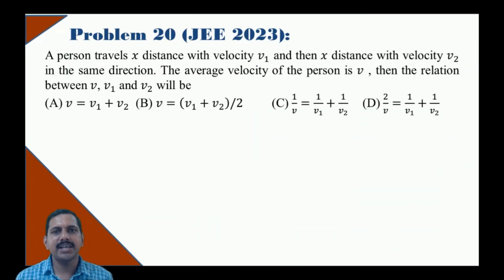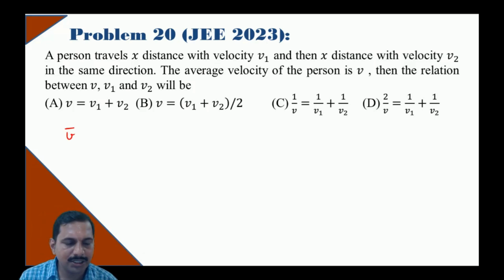A person travels x distance with velocity v1 and then x distance with velocity v2 in the same direction. The average velocity of the person is v. Then the relation between v1, v2 will be? Very straightforward.